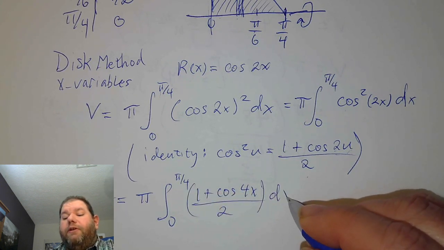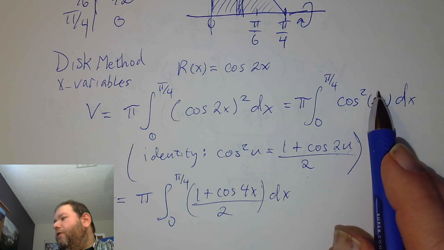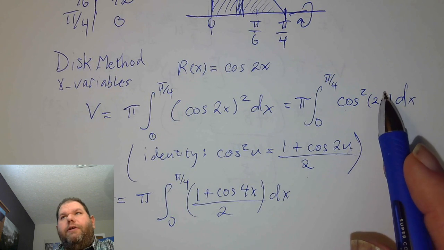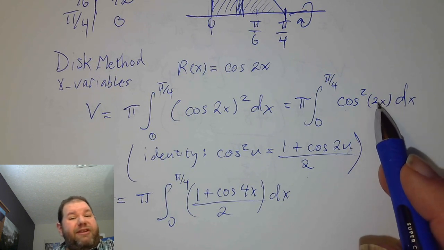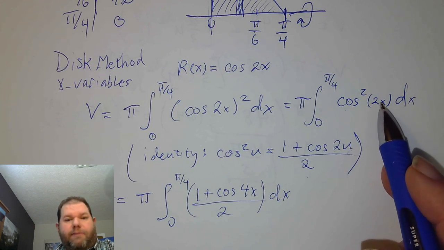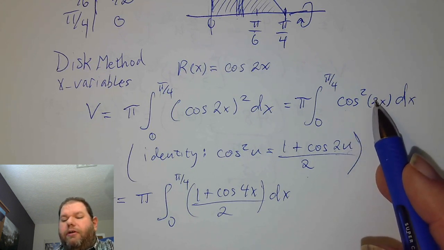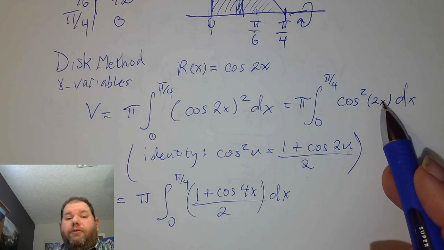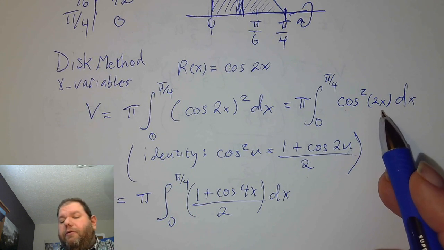So again, the reason we did that is we cannot integrate cosine squared. You may be tempted to use a power rule or something, but it really doesn't apply to trig functions. There is no power rule for trig functions. So the integral of cosine squared is definitely not cosine cubed over 3. That's a very wrong answer in this scenario.